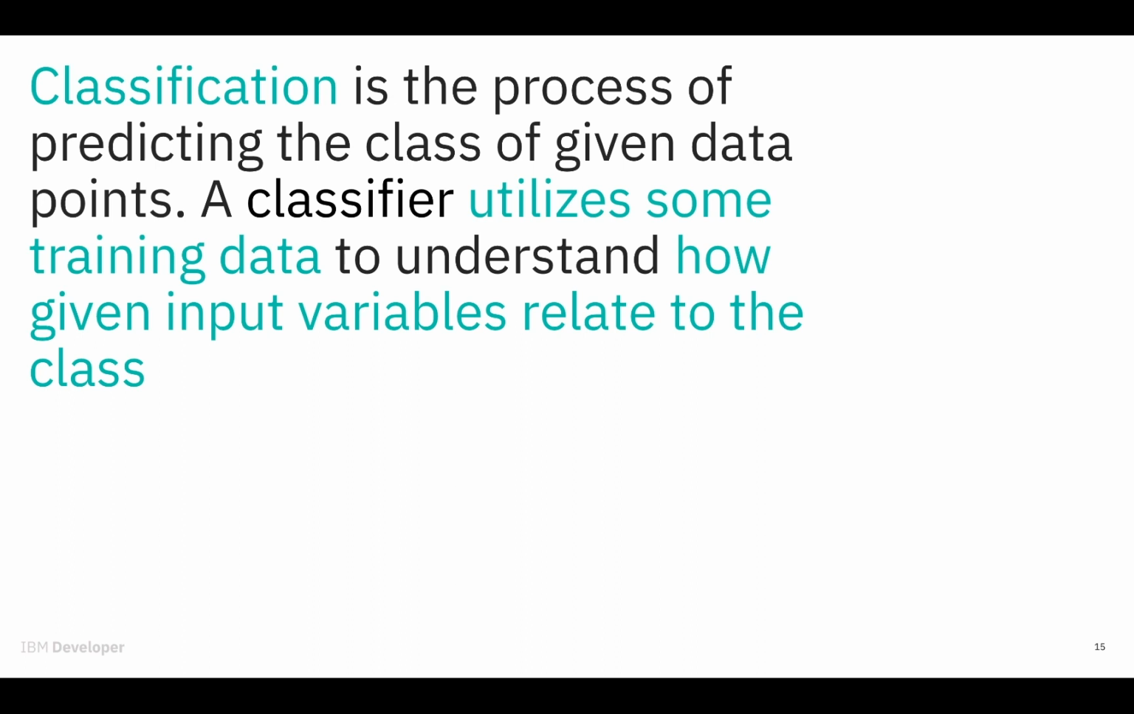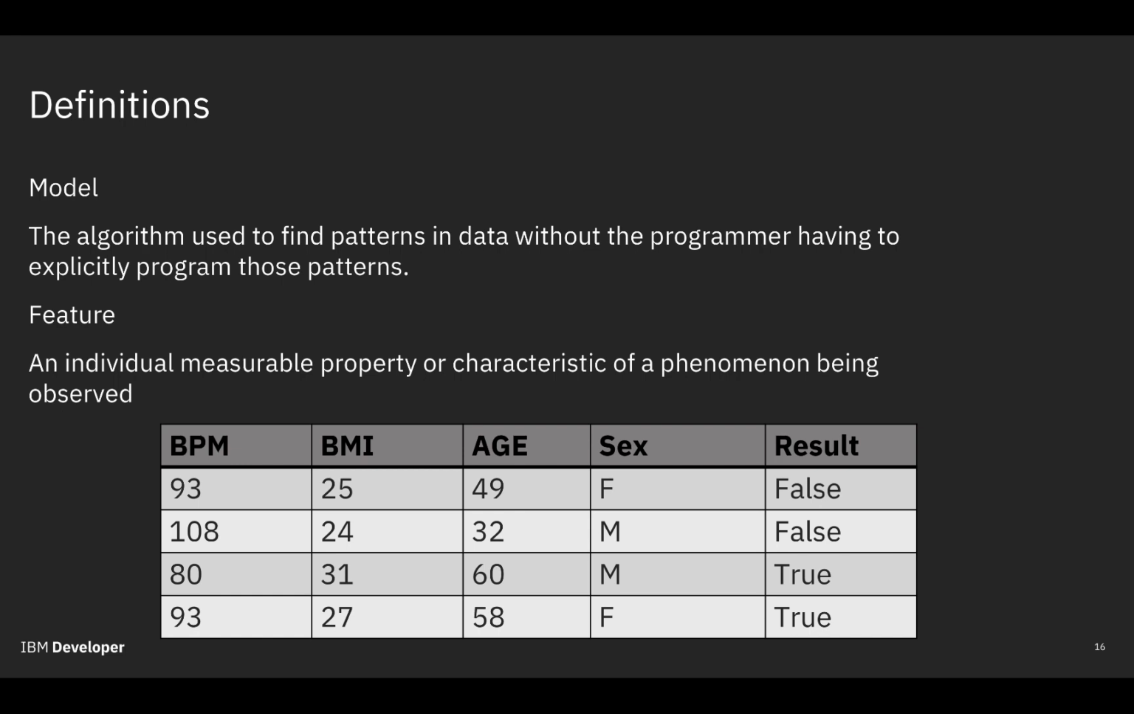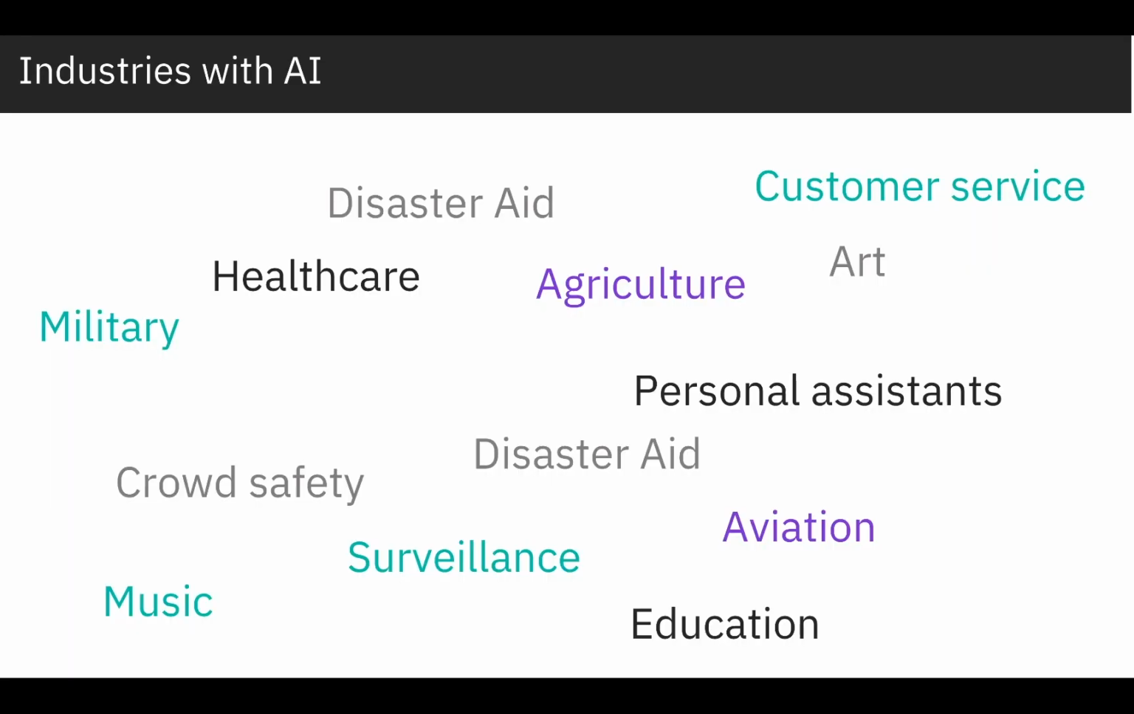Classification is the process of predicting the class of given data points. A classifier uses some training data to understand how given input variables relate to that class. Again, to review, a model is the algorithm used to find patterns in the data without the programmer having to explicitly program these patterns. And a feature is an individual measurable property or characteristic of a phenomenon being observed.